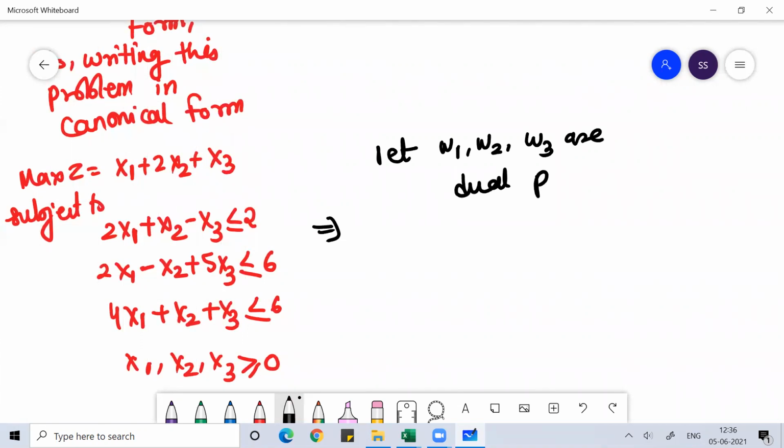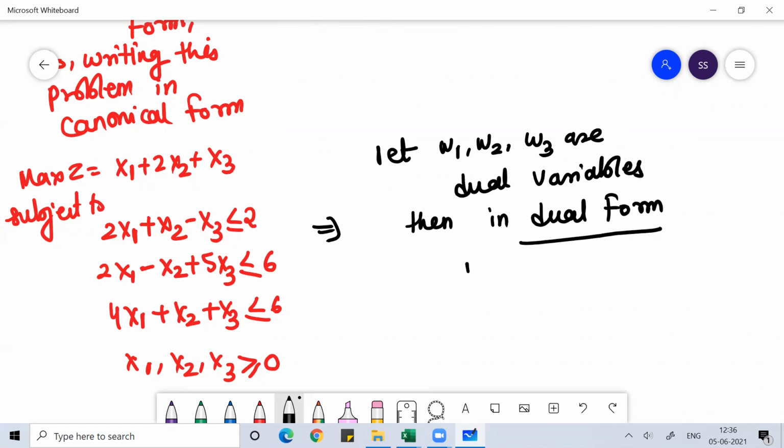So why, sir, W1, W2, W3? Because the decision variables of the dual form will totally depend upon the number of constraints you have. So here I have three constraints, so I'll introduce three dual variables. Is that okay with you? Can you understand this? Okay, then what would be the objective form? Then I'm writing them in the dual form.